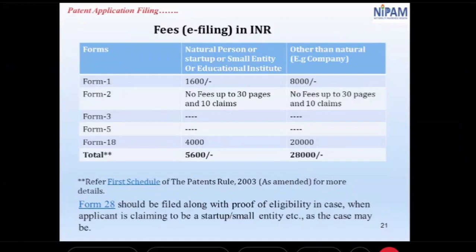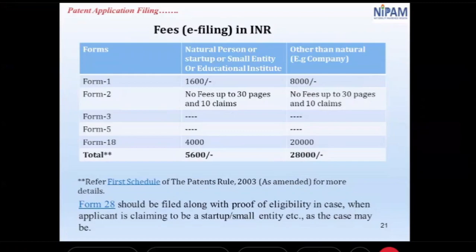So what are the fees you need to file an Indian patent application? I have told you that there are five forms that are mandatory to file an Indian patent application: Form 1, Form 2, Form 3, Form 5 and Form 18. Form 1 is chargeable, that is 1600 rupees. Form 2, no fees, up to 30 pages and 10 claims. Forms 2, 3 and 5 are almost free of cost. Form 1 is 1600 rupees and Form 18 is 4000 rupees. So in total you need 5600 rupees to file a basic, that means ordinary, patent application before the Indian Patent Office.